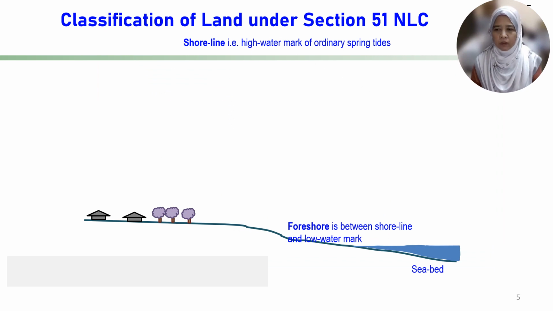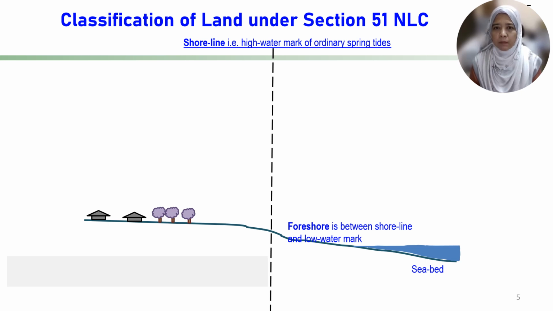Now, as mentioned before, classification of land is provided under Section 51 of the National Land Code. The determinant of classification of land is the shoreline, garisan pantai. So what is garisan pantai? Garisan pantai, shoreline, is the high water mark of ordinary spring tides. So, air pasang, garisan air pasang, yang biasa, air pasang yang biasa. High water mark of ordinary spring tides, yang biasa saja, bukan air pasang tinggi. So it's the high water mark of ordinary spring tides. That is the shoreline.